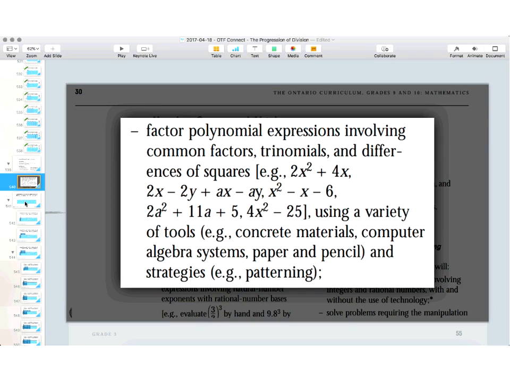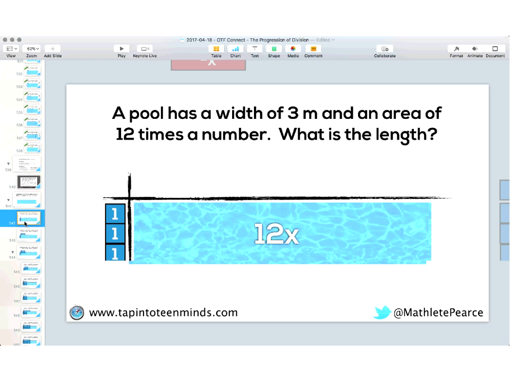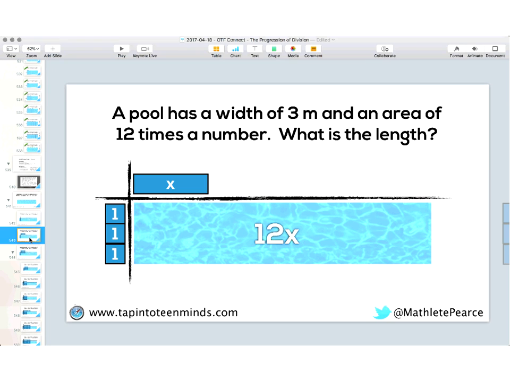But we could take simple problems like the following, and we can use the same strategies to get there. So for example, if I have a pool with a width of 3 meters and an area of 12 times a number, what is the length? What we can do is set this up and know, okay, well, it's 12 times some number. We can call that number x or whatever variable you want, and basically use some of the same strategies, where we say, okay, let's figure out what x times 3 is.